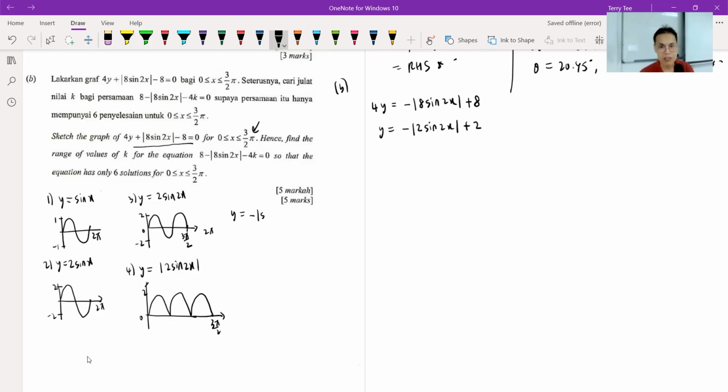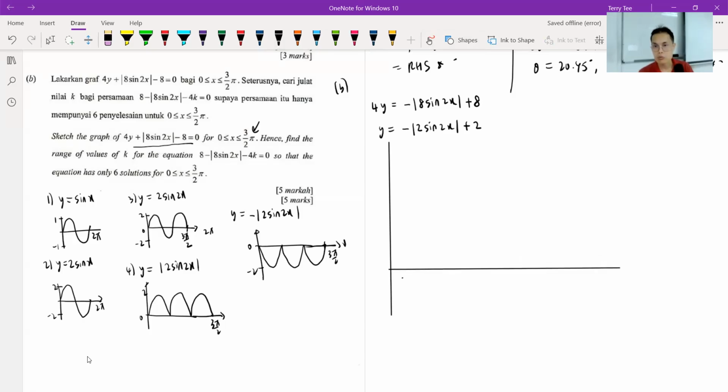I know this is really long. Negative modulus 2 sine 2x. So that means we have to flip this upside down. So it goes down, like 3 mountains, if you like, up to 3 pi over 2. This is minus 2. This is 0. And lastly, because you have a plus 2, I have to shift this up by 2. If you shift it up by 2, the maximum will be at 2. Okay, maybe I should use a straight line from here. It's better. Let's draw a horizontal line here, 2.